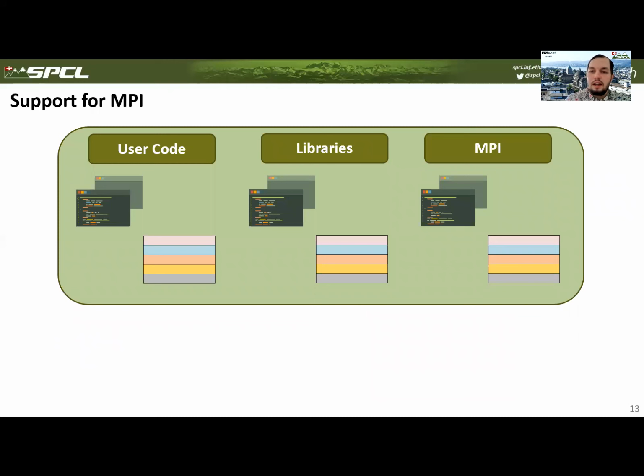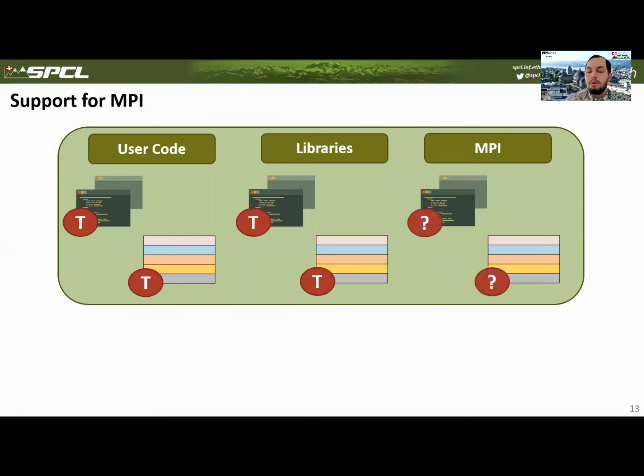This already gives us an understanding of how we can proceed with the user code. We can easily taint this. We can keep track of the memory. When the user uses some libraries, we can also compile those libraries, adding the instrumentation and also keeping track of the memory.